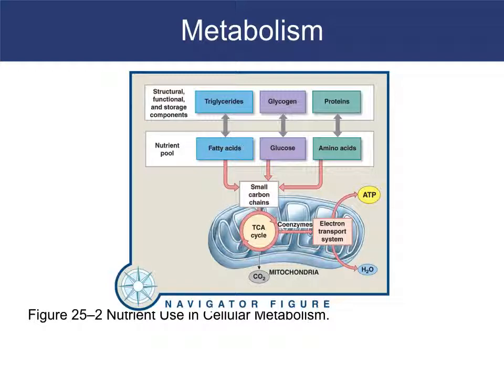All of these things then, fatty acids, glucose, and amino acids, form small carbon chains, and we can take those little carbon chains and put them into this thing called the TCA cycle, which you probably know better as the Krebs cycle. That's right. The tricarboxylic acid cycle, TCA, also known as the Krebs cycle.